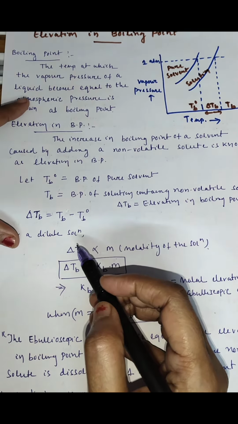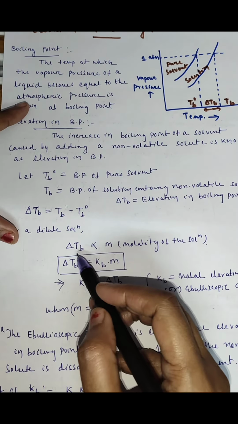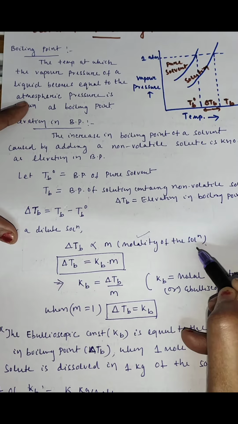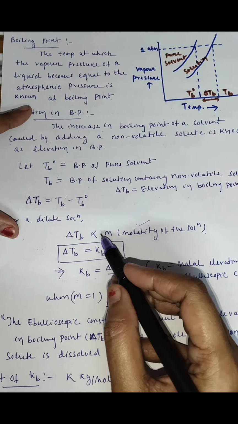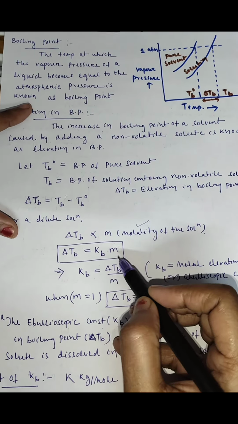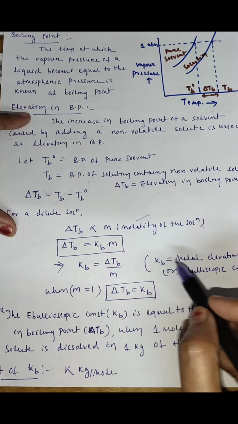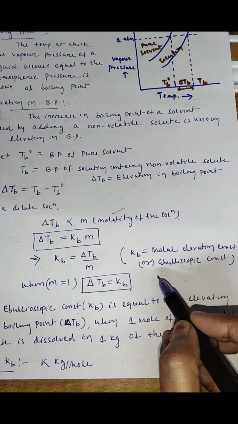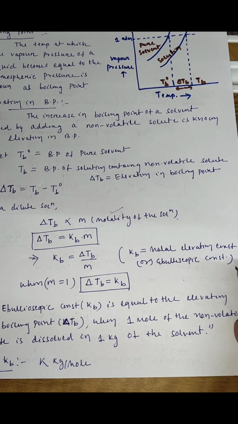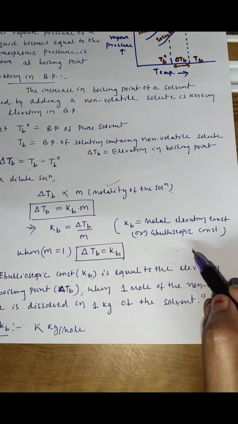Now for a dilute solution we know that the elevation in boiling point is directly proportional to the molality of the solution. If delta TB is directly proportional to m, then delta TB is equal to Kb into m. So what is Kb? Kb is known as the molal elevation constant or ebullioscopic constant. Now what is the ebullioscopic constant or molal elevation constant?